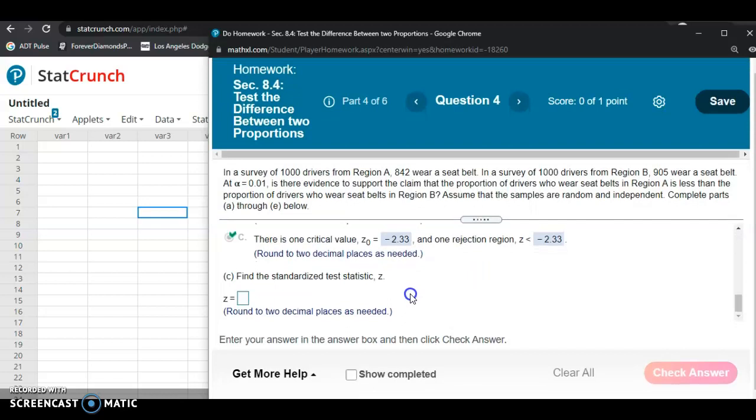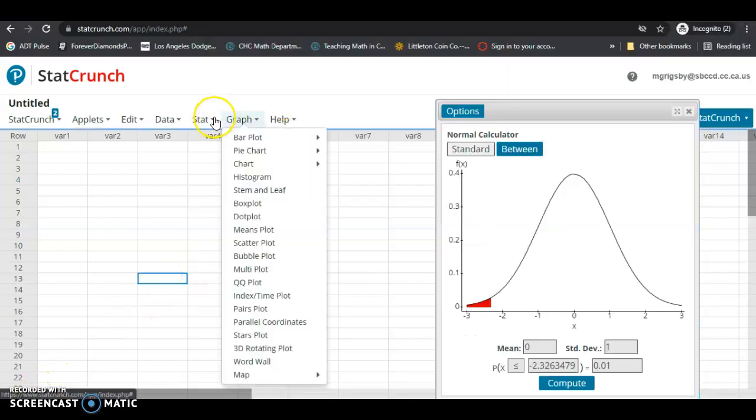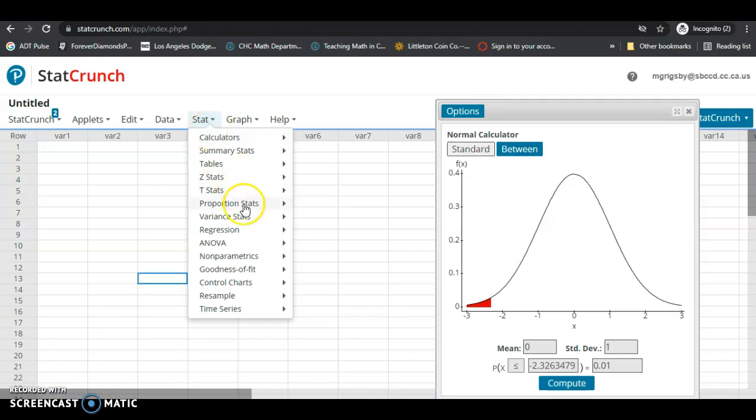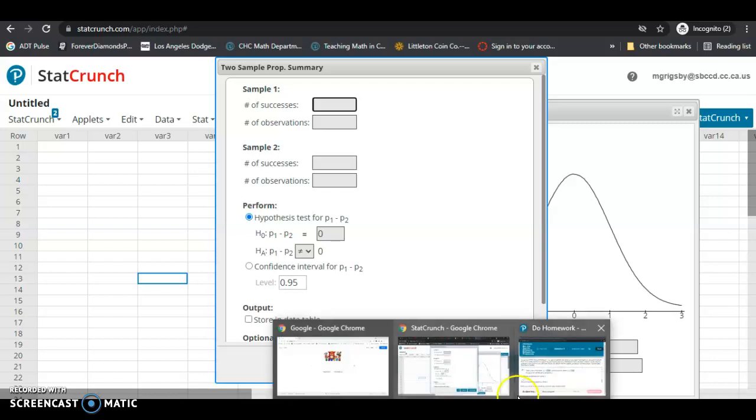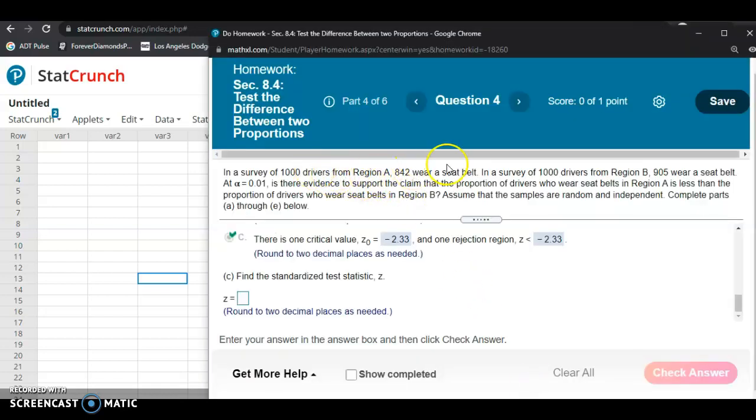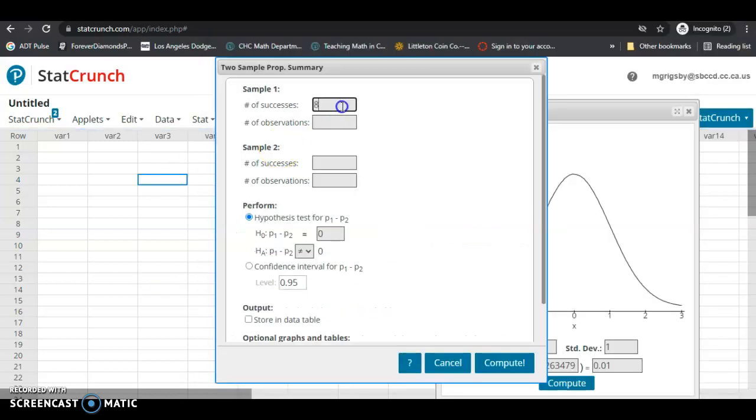All right, so now we're going to enter the information to find the standardized test statistic. In StatCrunch, we go to the Stat menu and select Proportion Stats, with 2 samples, with a summary of the data, since we don't have the actual data. The number of successes in the first sample was 842, and the sample size was 1,000. So you put 842 here, 1,000 here.